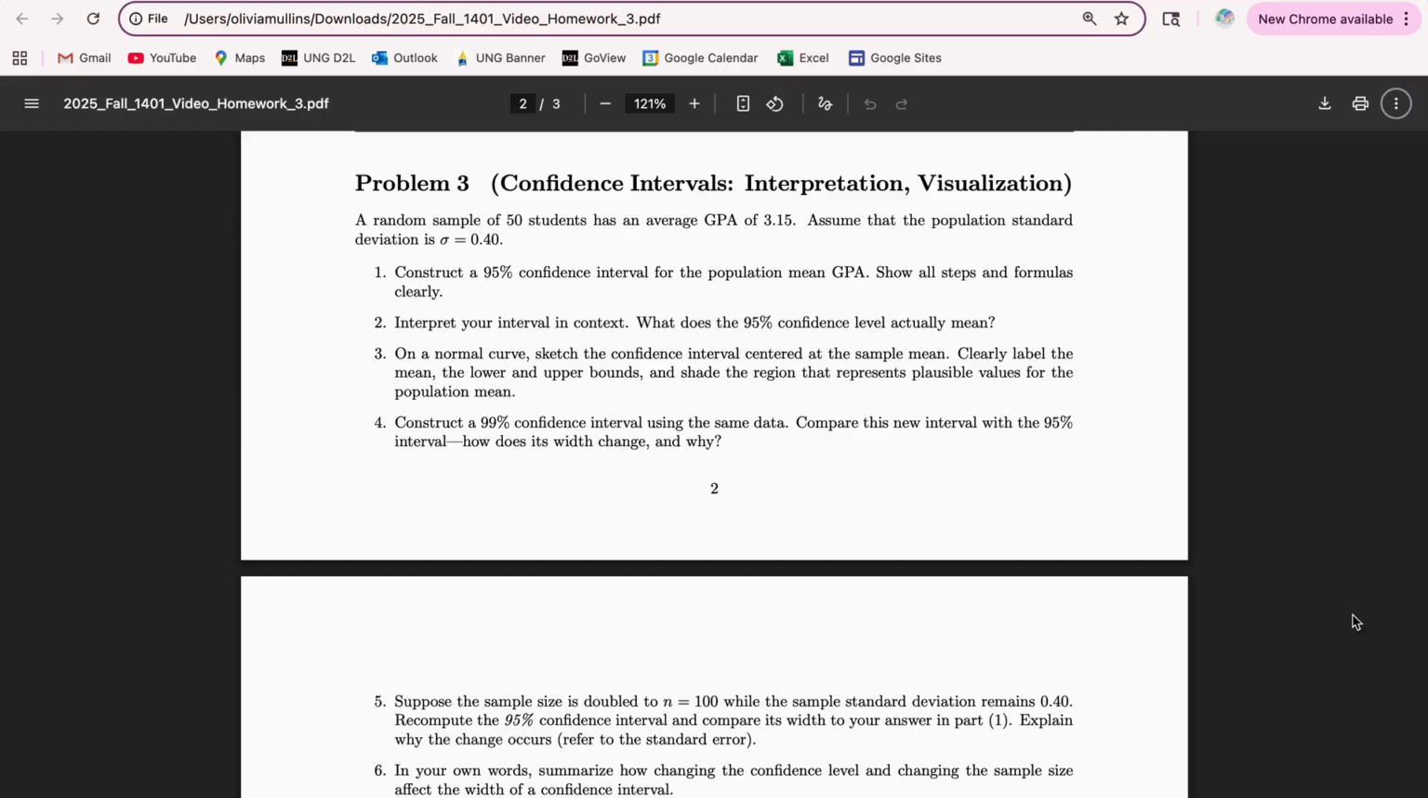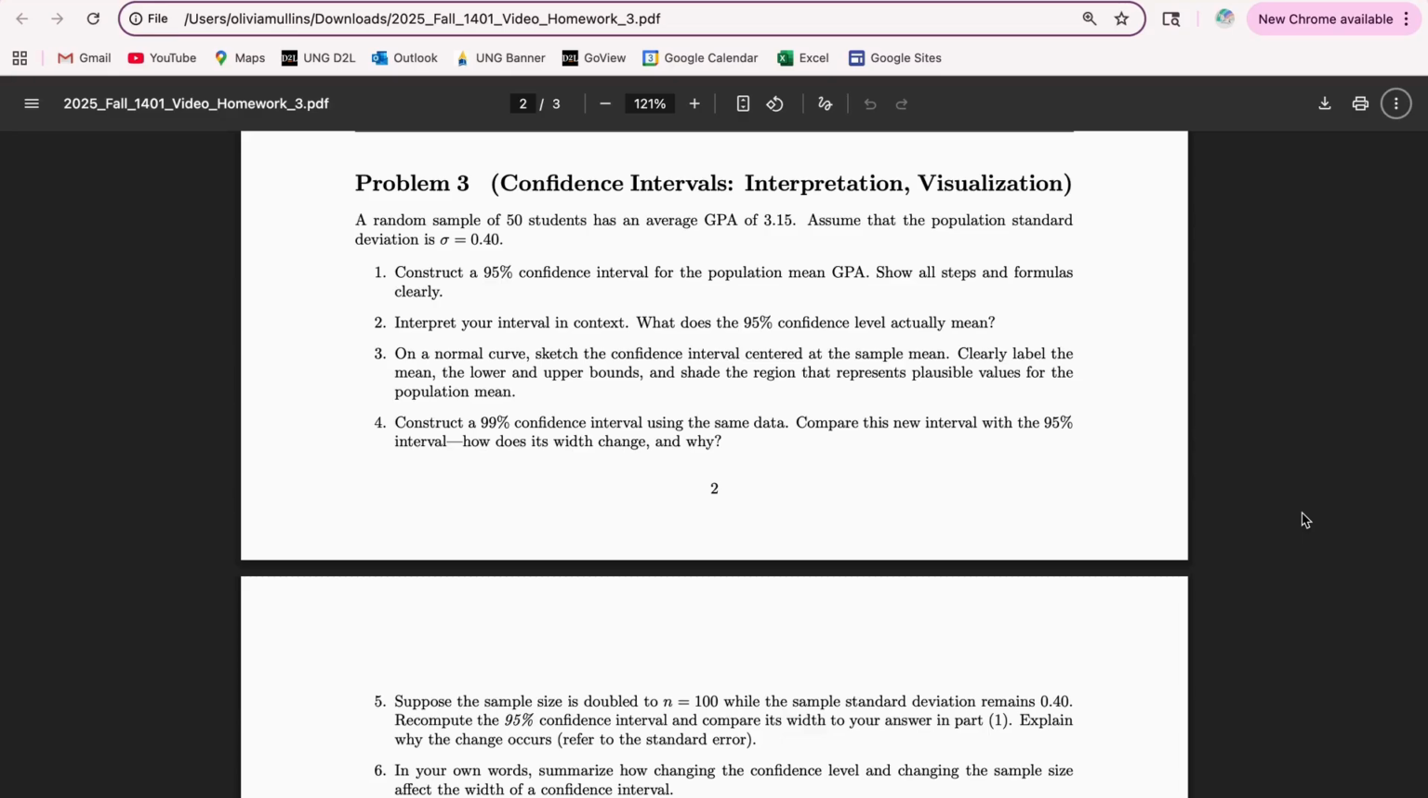We repeat the same steps but for the 99% confidence interval. Here, the z-value is 2.576. Plugging in 3.15 plus or minus 2.576 times 0.4 over square root of 50. That gives us 3.15 plus or minus 0.15. So our interval is 3.00 and 3.30. Since the interval is wider, it shows we're more confident in accounting for a wider range of possible values.